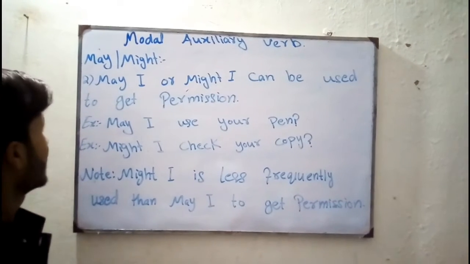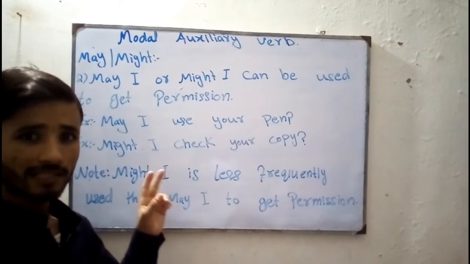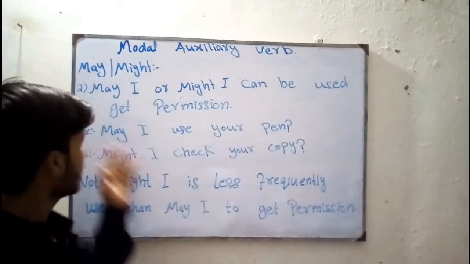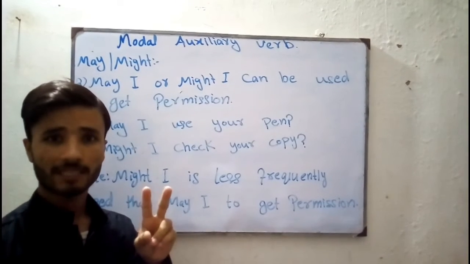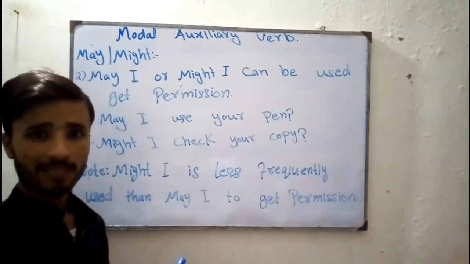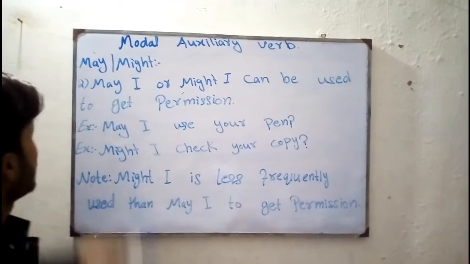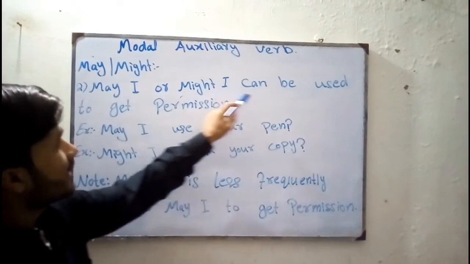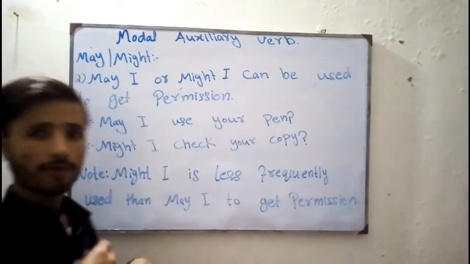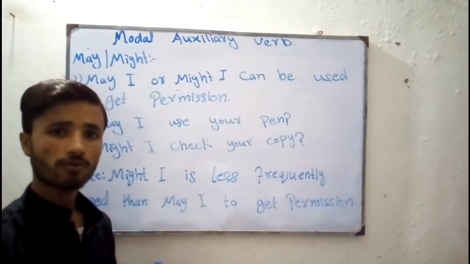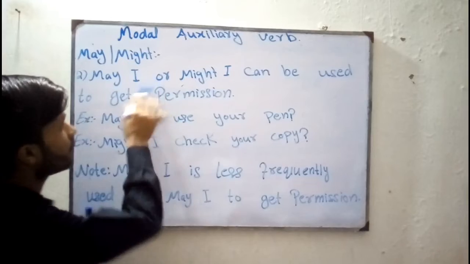So here we are with another step of may and might. It has two steps. The first one has been explained, but the second one is going to be explained. May और might के दो स्टेप्स हैं हमारे पास. एक स्टेप तो मैंने एक्सप्लेन कर दिया और सेकंड स्टेप एक्सप्लेन करने वाला हूँ. So देखिए, may I or might I can be used to get permission. Whenever we want to get permission to use something, we have to make a question with may I or might I.